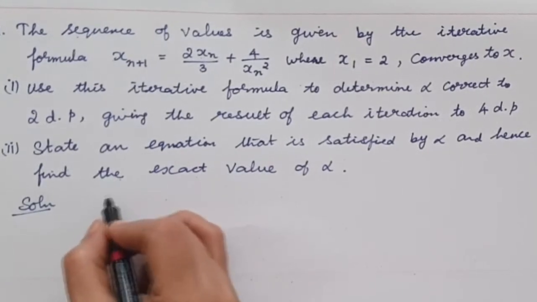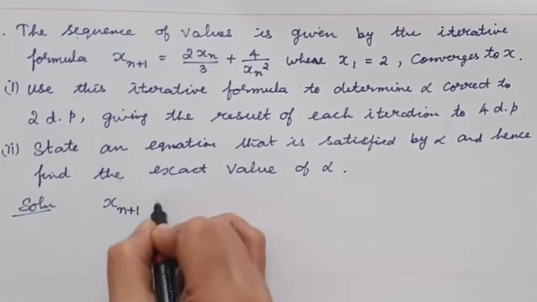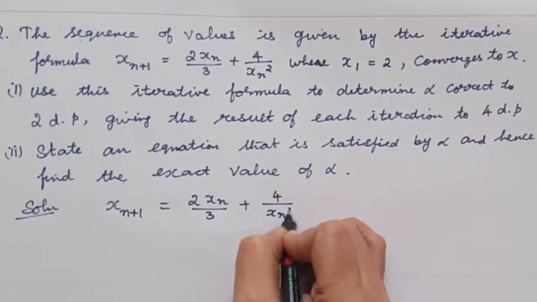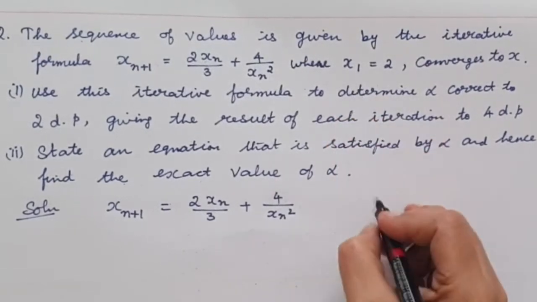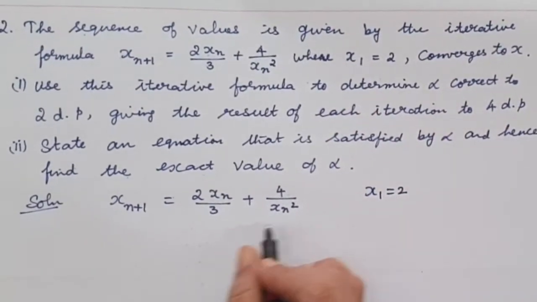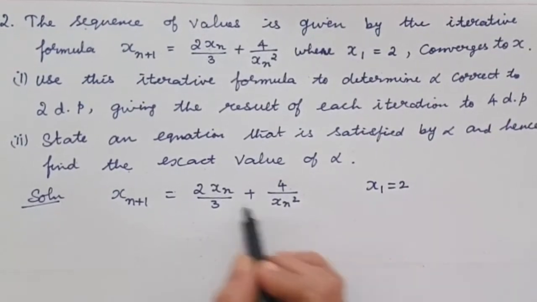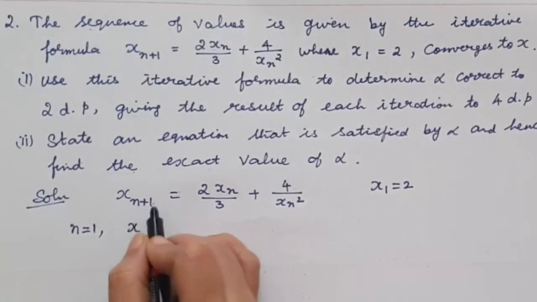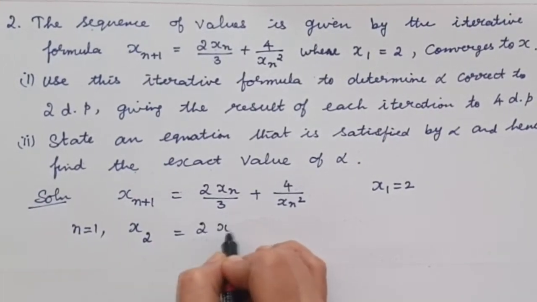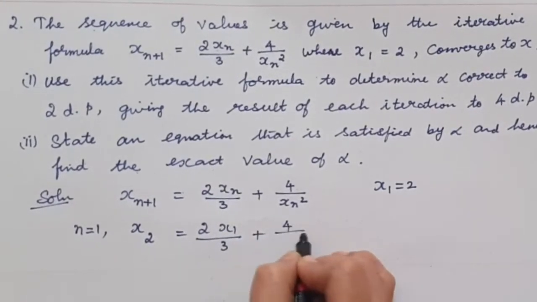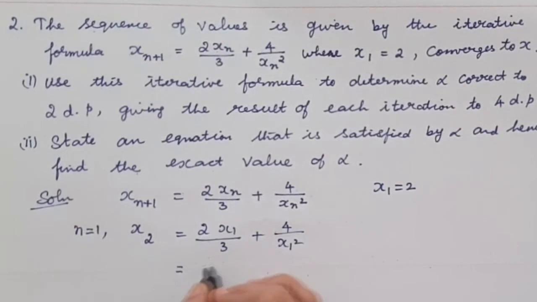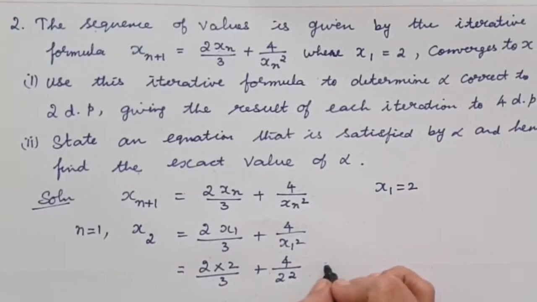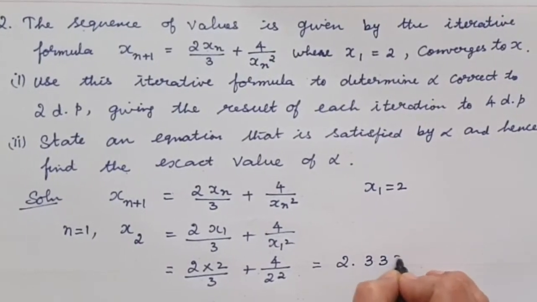So now our iteration formula which is given is x(n+1) will be equal to 2xn over 3 plus 4 over xn squared. Now our first part, it is given as x1 equal to 2. So this n has to take a 1, then only you'll get it as x1. So here we take n as 1. So 1 plus 1 is x2 will be equal to 2x1 over 3 plus 4 over x1 squared. So it will be equal to 2 into 2 over 3 plus 4 over 2 squared. So when you do it, the answer is 2.333.